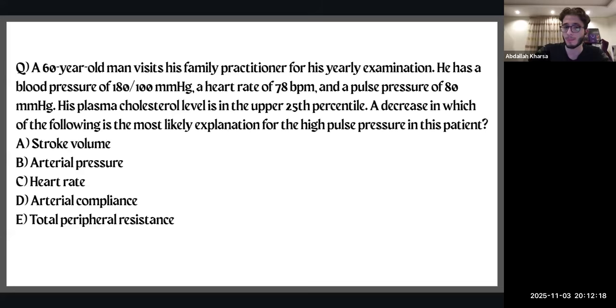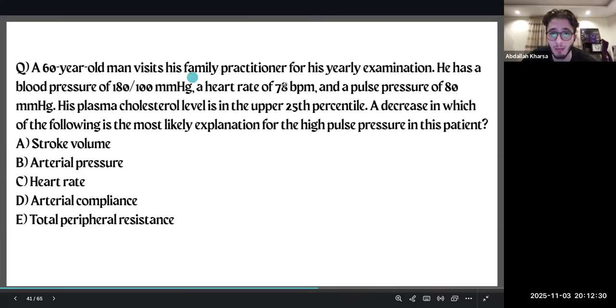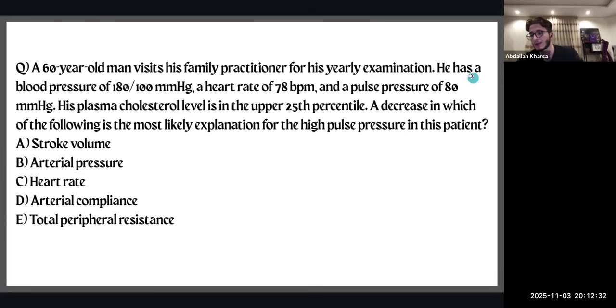I'm moving on. I have a question. I'm going to read this question and I want you guys to type in the answer. A 60-year-old man visits his family practitioner for his yearly examination. He has a blood pressure of 180 over 100. So 180 over 100, the difference is 80. He has a high pulse pressure. A heart rate of 78 and a pulse pressure of 80. They gave you that pulse pressure. His plasma cholesterol level is in the upper 25%. A decrease in which of the following is the most likely explanation for the high pulse pressure?